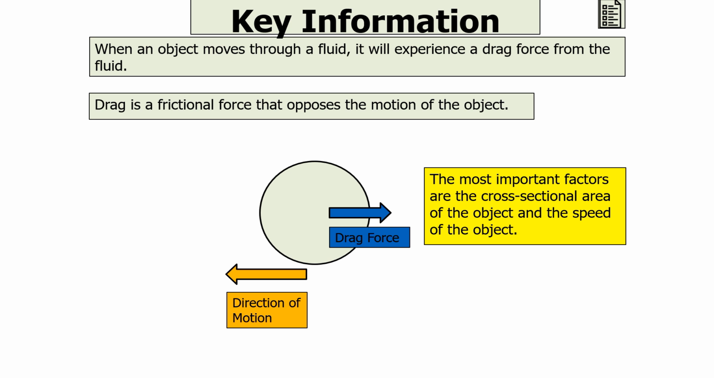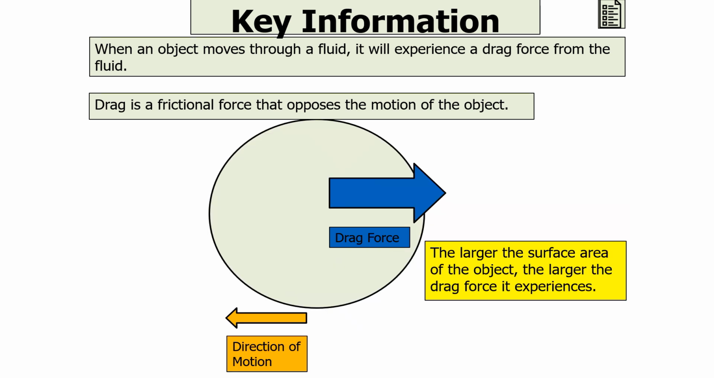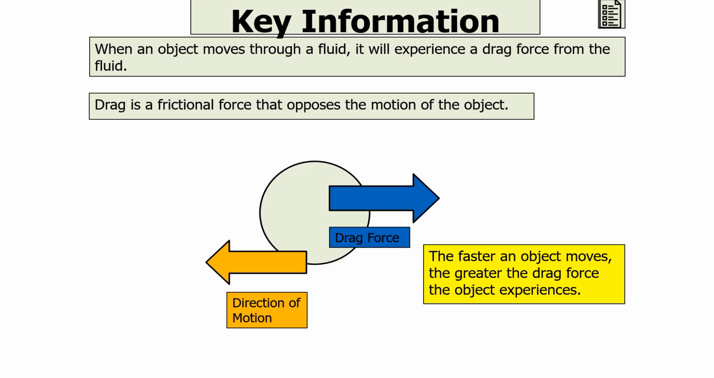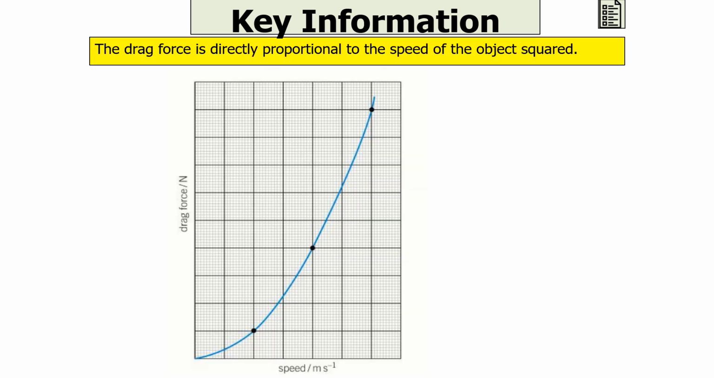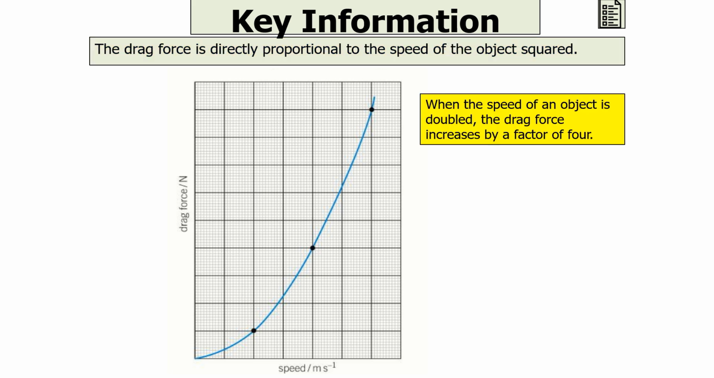Now the most important factors are the cross-sectional area of the object and the speed of the object, where the larger the surface area of the object, the larger the drag force it experiences. And the faster an object moves, the greater the drag force the object experiences. Now our drag force is directly proportional to the speed of the object squared. So when the speed of an object is doubled, for example, the drag force increases by a factor of 4.